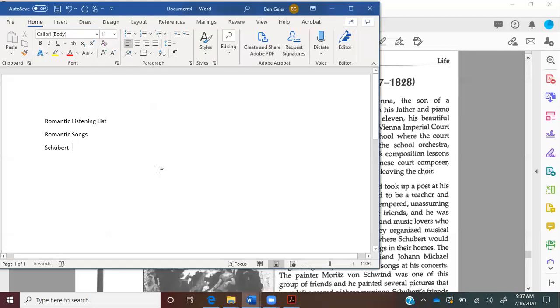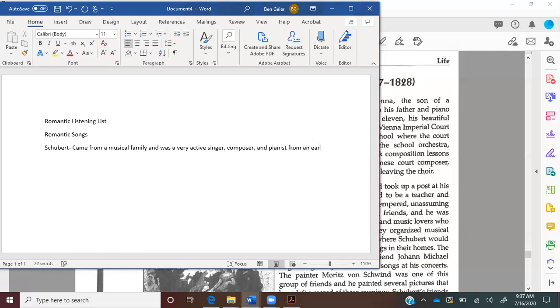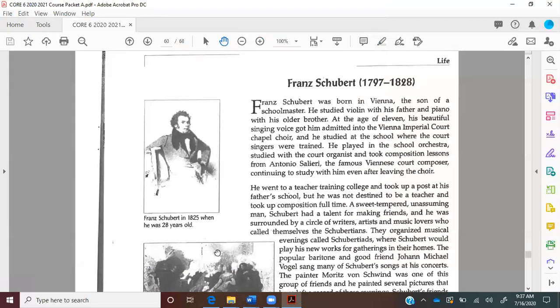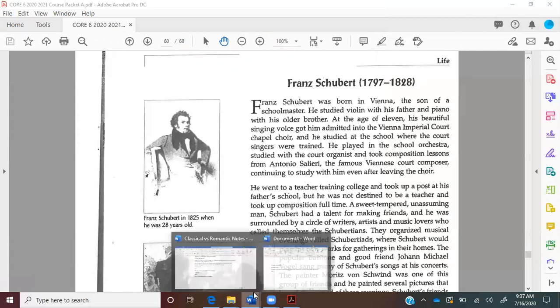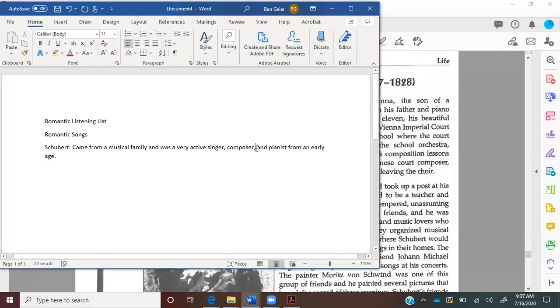Okay, so Schubert came from a musical family and was a very active singer, composer, and pianist from an early age. Okay, he studied violin as well. Let's get that in there. He had lots of stuff going on.